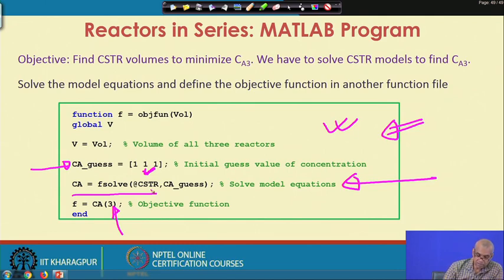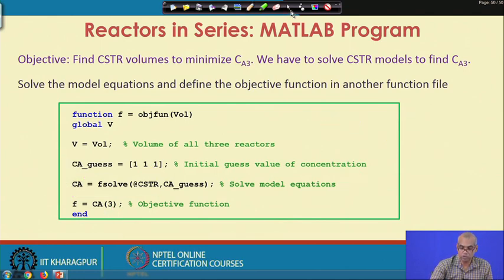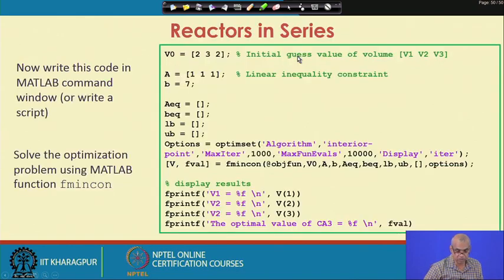And then fsolve will return this CA which has CA1, CA2, CA3, all the concentrations. So, I take CA3, as CA3 is the exit concentration of CSTR 3. So, the concentration of A in the exit stream of CSTR 3, that is what we want to minimize. So, that is my objective function value. Once we do this, we have defined all the necessary functions.